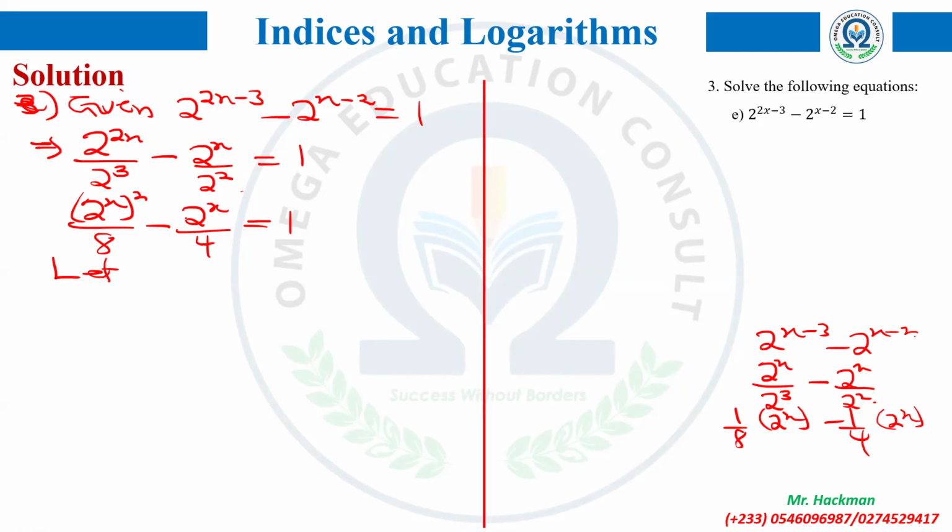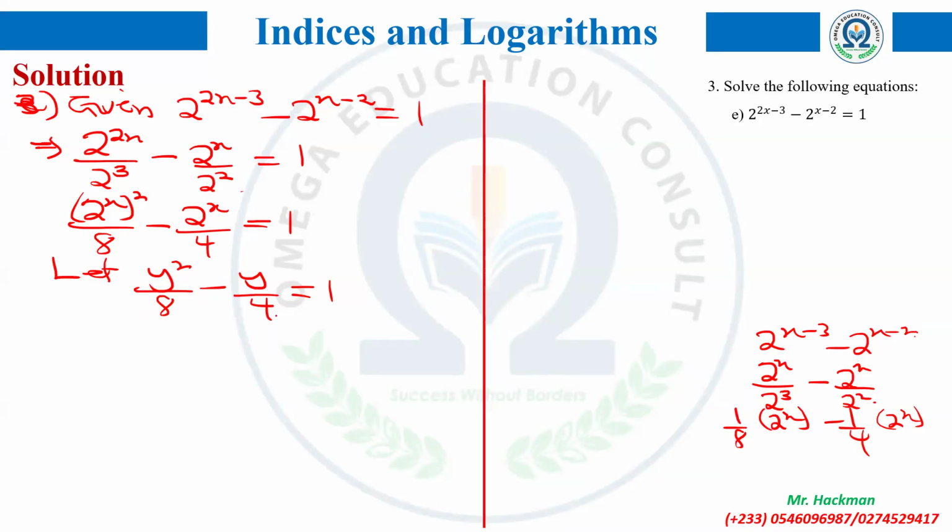Okay, so this is what you have. You are going to have y squared over 8, then minus 2 to the power x is y, so it will be y over 4, is equal to 1. So now what do we do? If you are given this equation to solve, you clear the fraction. So you multiply through by the LCM, which will be 8. Okay, all right. So this is what we have.